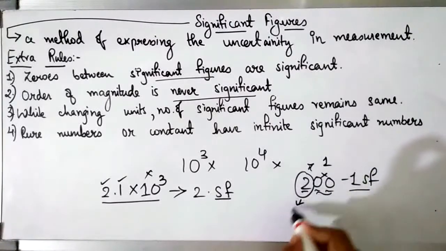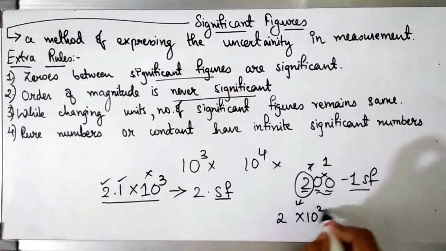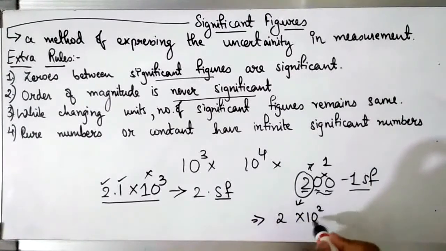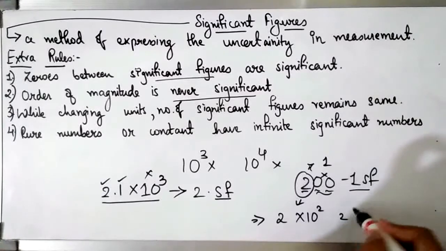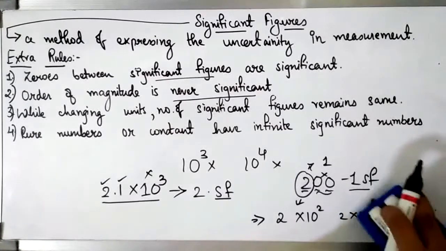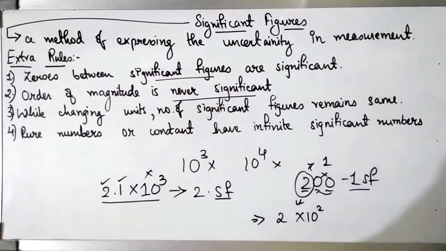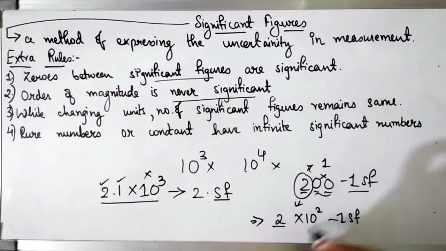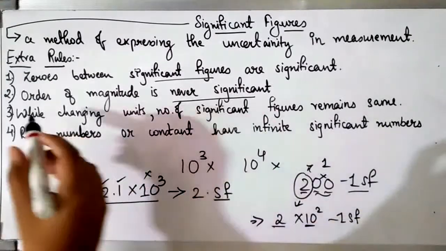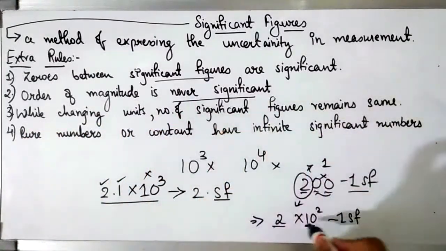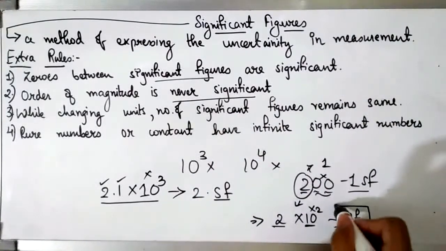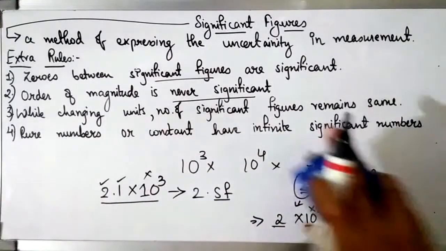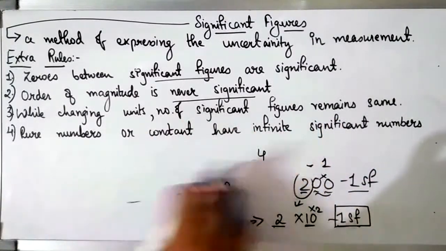Now this 200 can be written as 2 into 10 to the power 2. It means the same, because 2 into 10 to the power 2 is nothing but 2 into 100, and 2 into 100 is 200. And here also you have only one significant figure, and this is the order of magnitude, and I told you that order of magnitude is never significant. So here this is not significant and the 2 is significant. So you have only one significant figure present over here. So that is what is meant by order of magnitude is never significant.